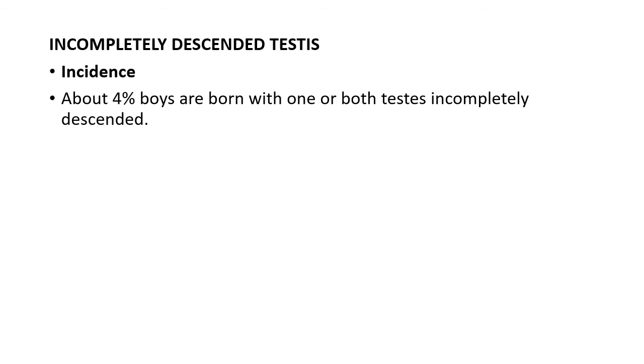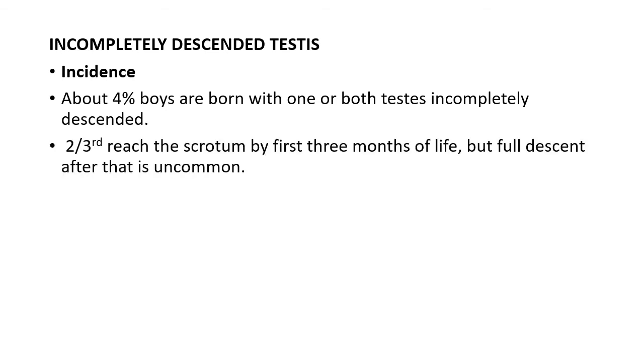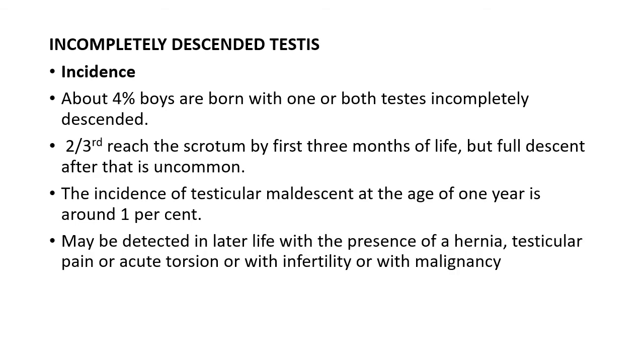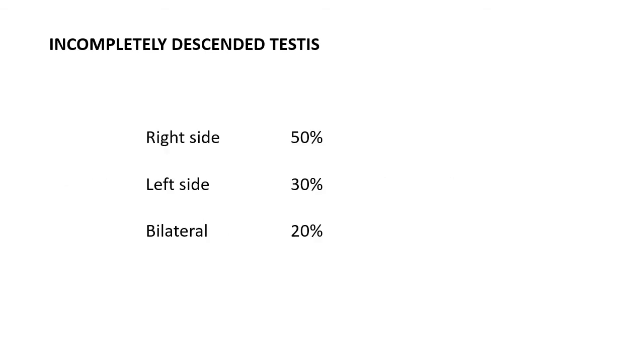Let us see the incidence. The probability of this condition is about 4%: boys are born with one or both testes incompletely descended. Of that, 2/3 reach the scrotum by the first 3 months of life, but full descent after that is uncommon. The incidence of testicular maldescent at the age of 1 year is around 1%. And some are detected in later life with the presence of hernia, testicular pain, acute torsion, infertility, or with pregnancy.